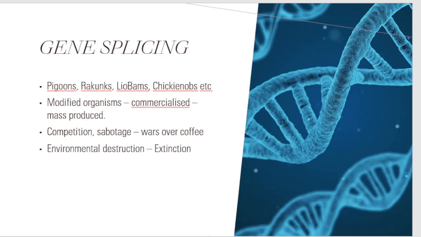Other hybrid animals are there, like Liobams, which is a lion plus lamb splice. Chicky knobs are like chicken tissue, which is grown in a factory. Instead of growing chickens on a farm, you can grow chicken legs in a factory, and you can just directly consume them, right? So these kinds of modified organisms are commercialized and mass produced, right? And these companies are constantly trying to compete with each other. And sometimes they even sabotage their rivals in the market. And there are even wars that are fought over commodities like coffee.